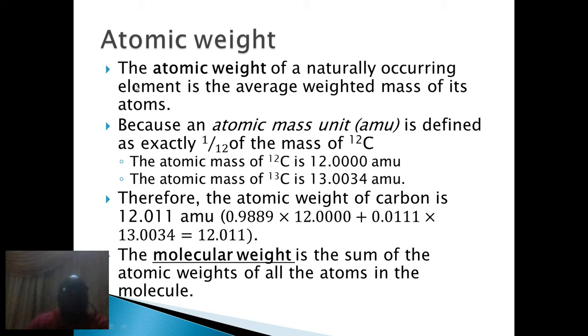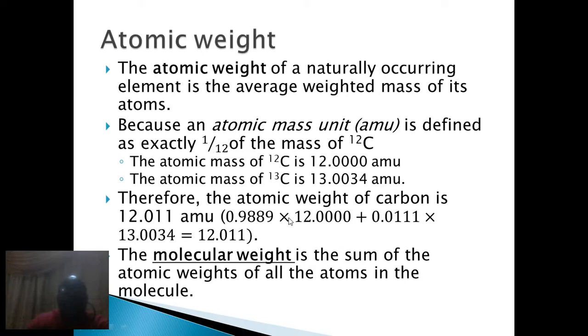Atomic weight. The atomic weight of a naturally occurring element is the average weighted mass of its atoms. Because an atomic mass unit is defined as exactly 1/12 of the mass of carbon-12. Here, the atomic mass of carbon-12 is 12 atomic mass units. The atomic mass of carbon-13 is 13.0034 atomic mass units.